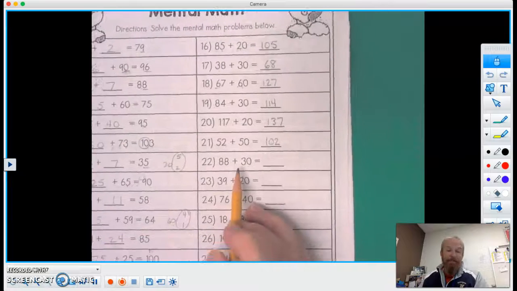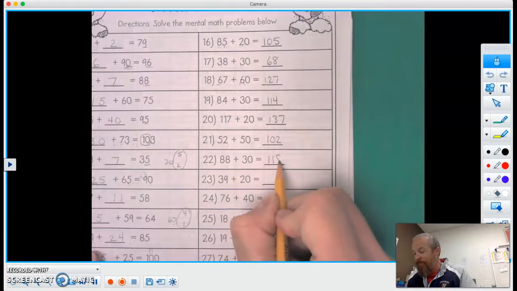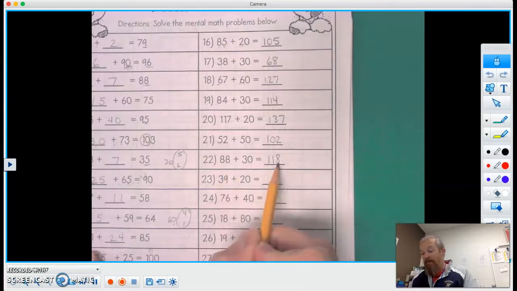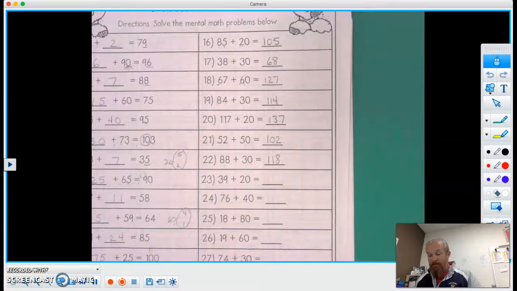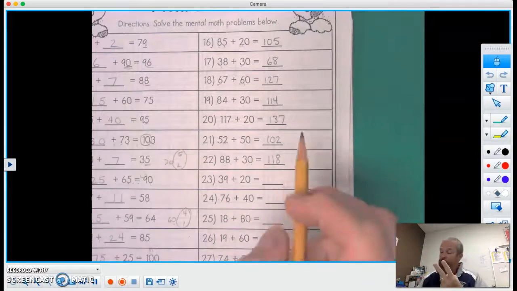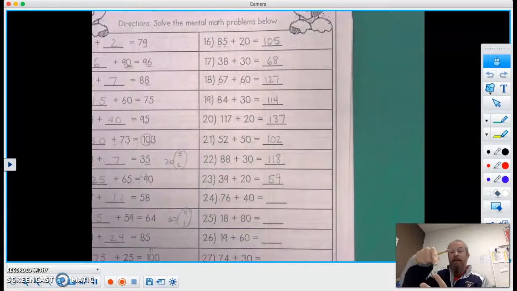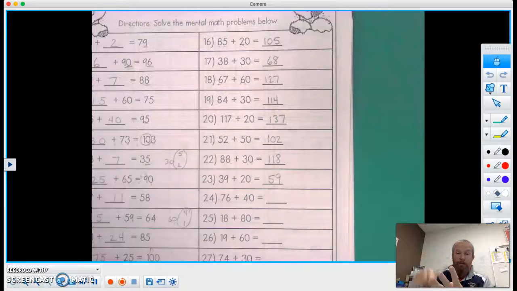88 plus 30, 88, 98, 108, 118. Again, 8 plus 0 is 8, 8 plus 3 is 11. Okay. 39 plus 20, 39, 49, 59. 76, 86, 96, 106, 116.